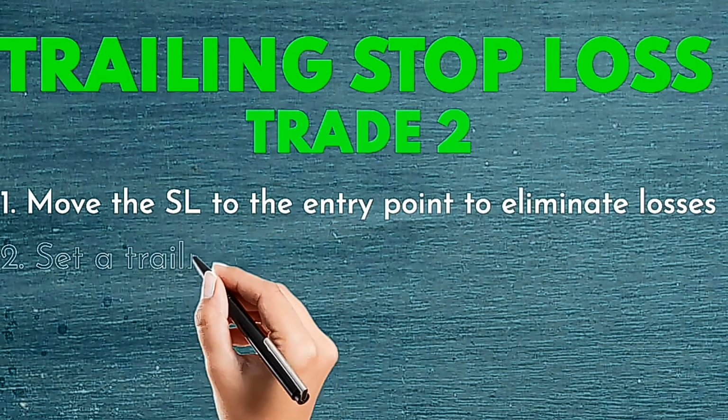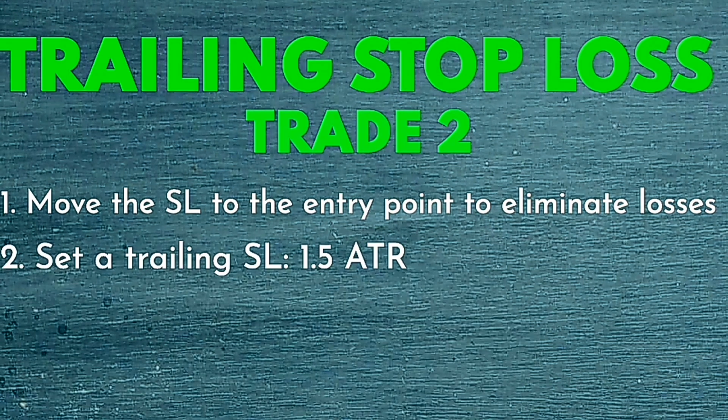Second thing you want to do is set a trailing stop loss of 1.5 value of the ATR, so that the distance between your price and the stop loss is always 1.5 value of the ATR. Now, why we use 1.5 value of the ATR is because the ATR tells us what range the last 14 candlesticks have traded in, so it helps us avoid getting stopped out easily.